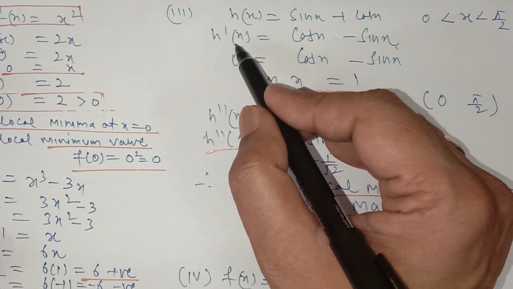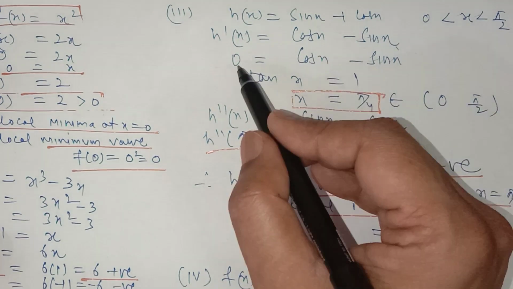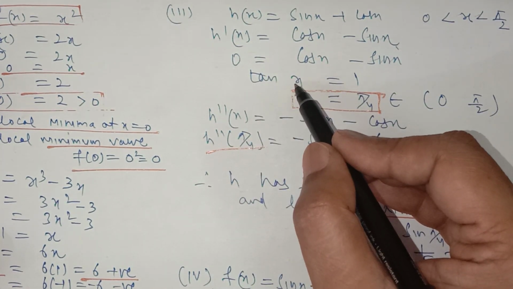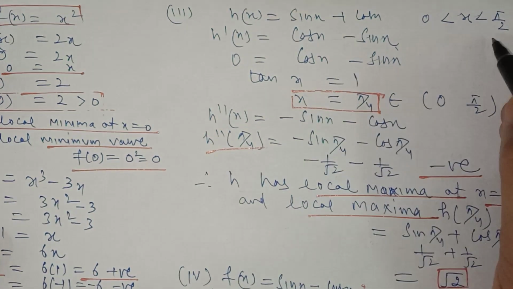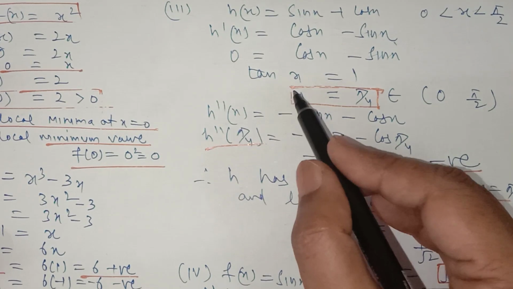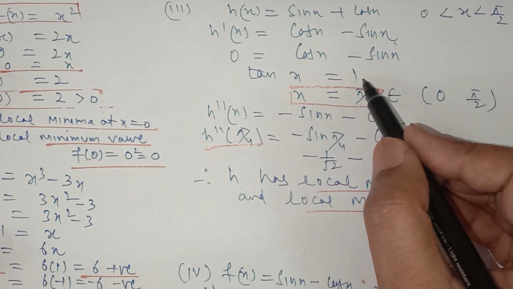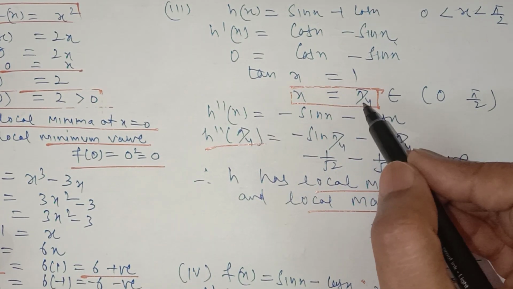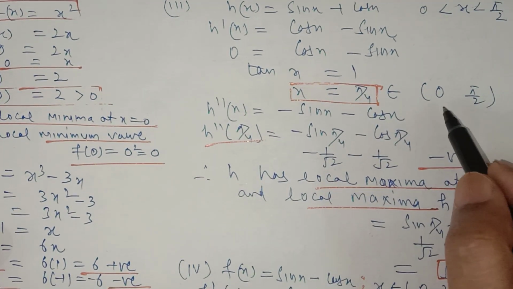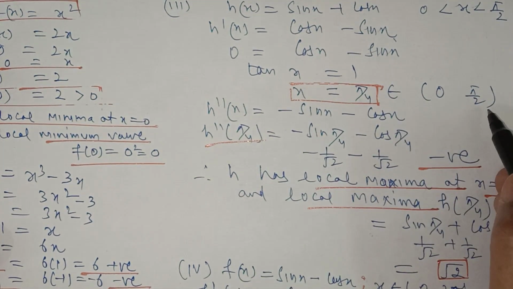So as usual, find the first derivative of this function, put it equal to 0, and find the critical point, which is coming out to be pi by 4, which lies in the given interval 0 to 90. Now tan x equal to 1 has an infinite number of angles, but we have to take only those angles which lie in this interval, that is between 0 and 90.